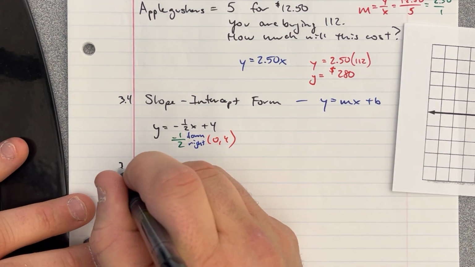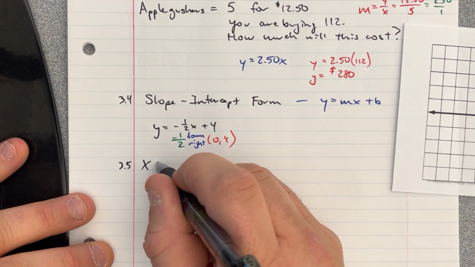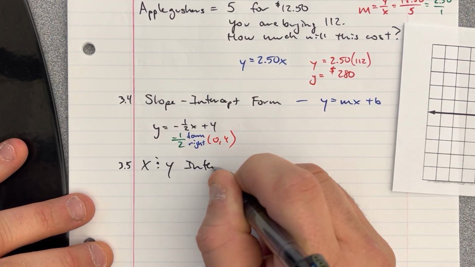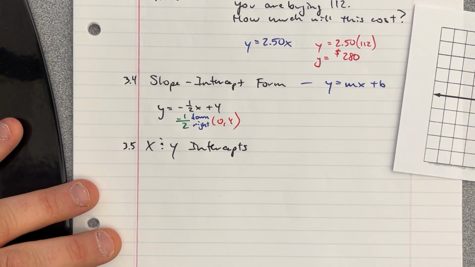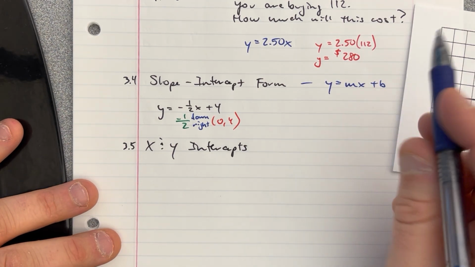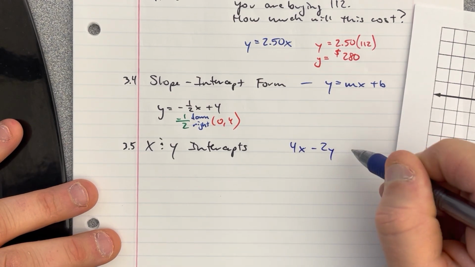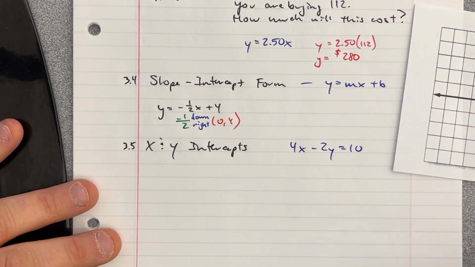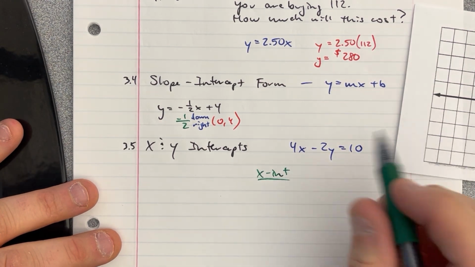Section 3.5, we dealt with intercepts, x and y intercepts, graphing that way. Sometimes it was given to me in slope-intercept form. Sometimes it was given to me in what we end up learning as standard form. But for the most part, if I give you some sort of equation like 4x minus 2y equals 10, to find my x-intercept, I plug in 0 for y and solve.